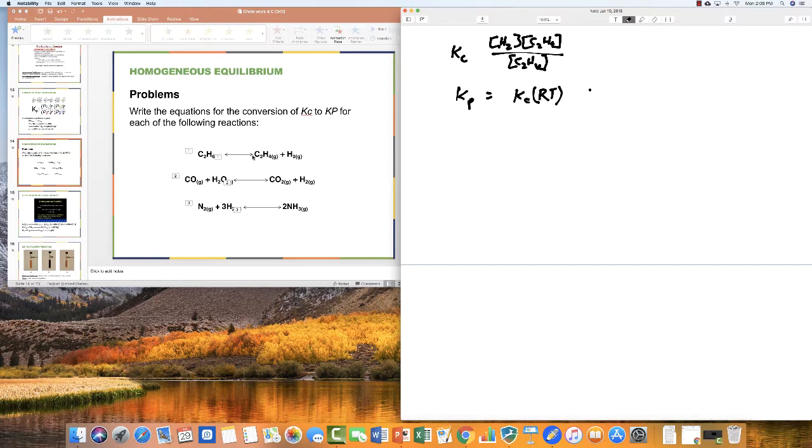Remember, delta n is going to be 1 plus 1 minus 1 plus 0, so it's going to be raised to the first power. So it's going to be equal to these concentrations times RT raised to the first power. RT raised to the first power is just RT.